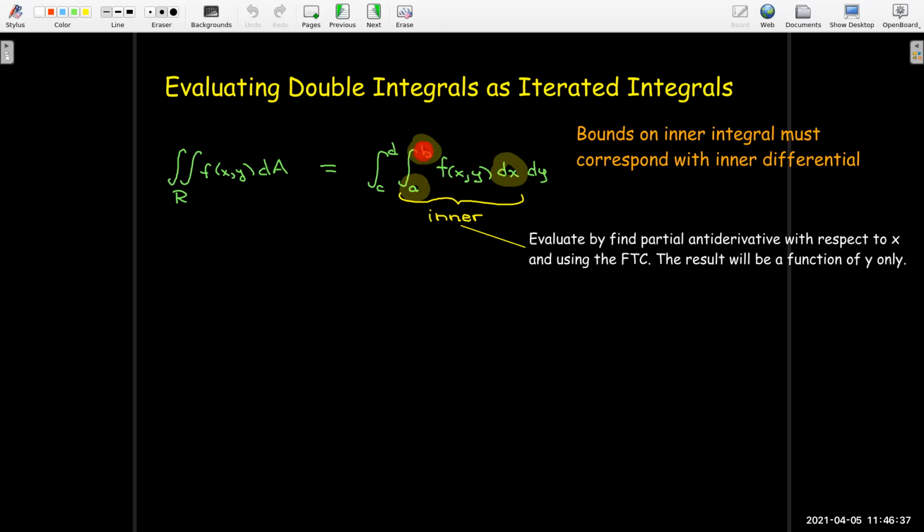So these must be expressions for x. They don't necessarily have to be numbers, but they should be expressions for x equaling something. So x equals a, x equals b, or later it'll be x equals some expression, or x equals a different expression.